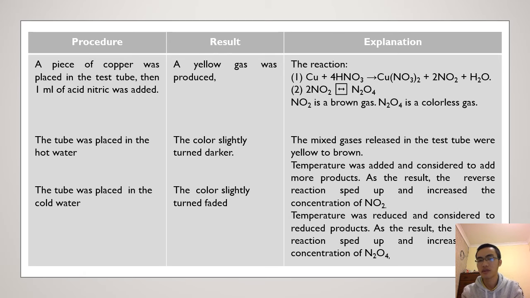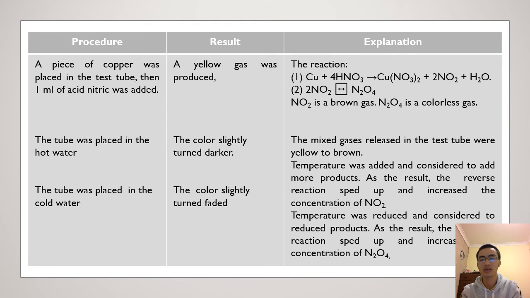As the result of the first step, copper reacts with nitric acid to form nitrogen dioxide, and nitrogen dioxide forms dinitrogen tetroxide. Nitrogen dioxide is a brown gas, and dinitrogen tetroxide is a colorless gas. So the mixed gas released in the test tube was yellow to brown. When we put the system in the hot water, the temperature is increased, and the system is considered to have added more product. As the result, the reverse reaction will speed up and increase the concentration of nitrogen dioxide. So finally, the color slightly turned darker.